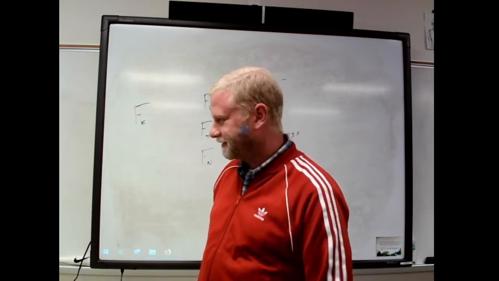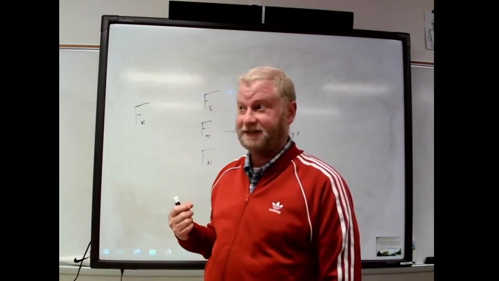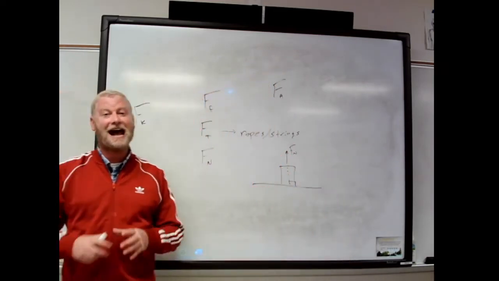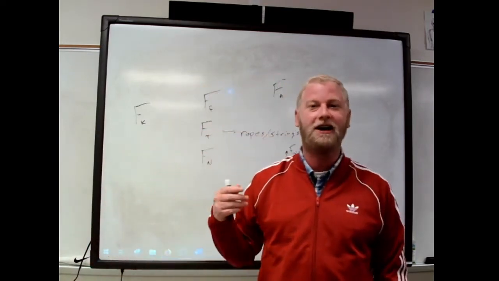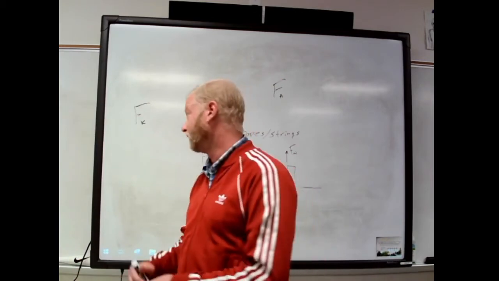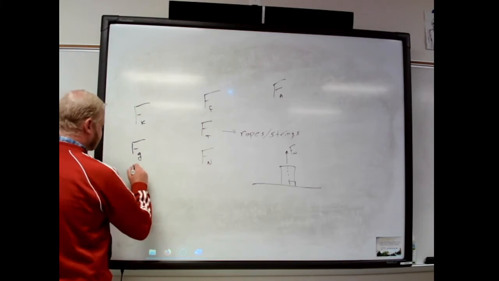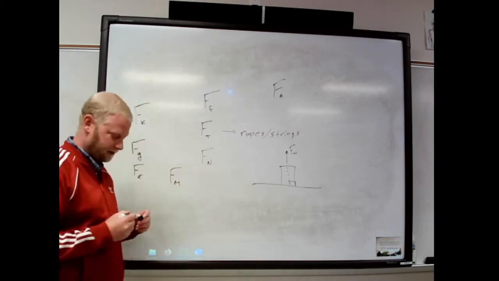All right, as far as your action at a distance forces go, those are forces that do not require direct physical contact. So they can act over a distance. There's a field around these objects wherein a force is exerted. So your three big ones are your gravitational force, which would just be F sub G, your electric force, F sub E, and your magnetic force, F sub M.